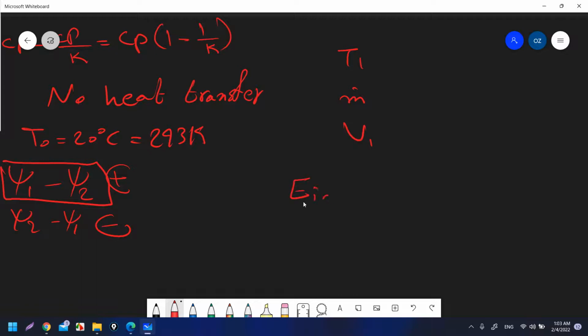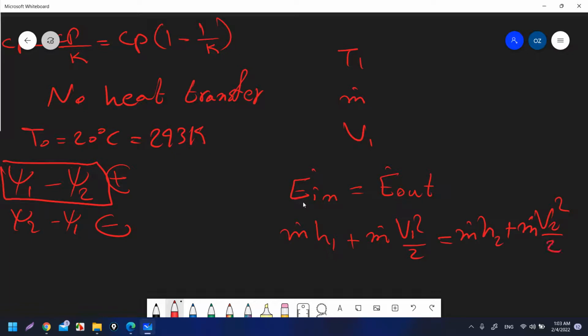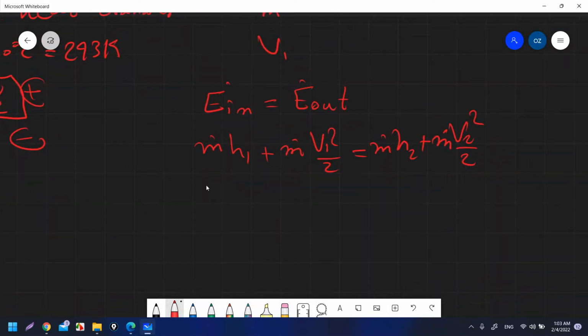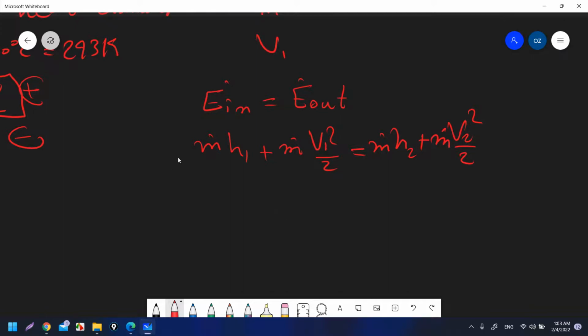So let's make the energy balance, E dot in equal to E dot out. I have enthalpy, m dot h1, plus kinetic energy, m dot V1 squared over 2, equal to m dot h2 plus m dot V2 squared over 2. I don't have any heat transfer, and I don't have work. It is not like compressors or turbines. So that is the energy balance. I want to find V2.